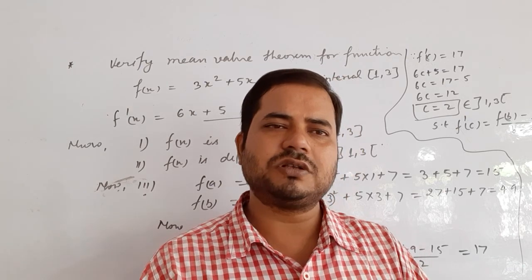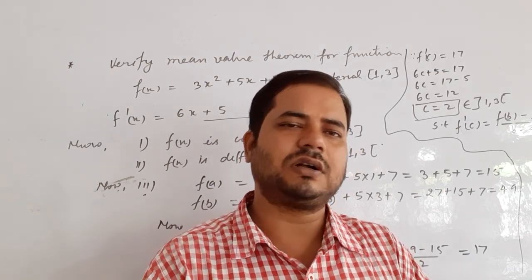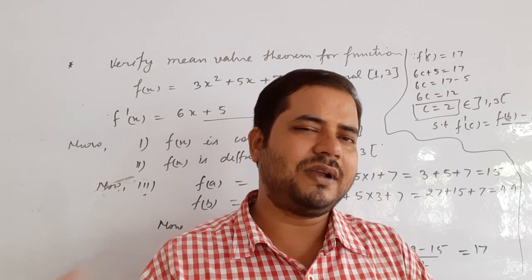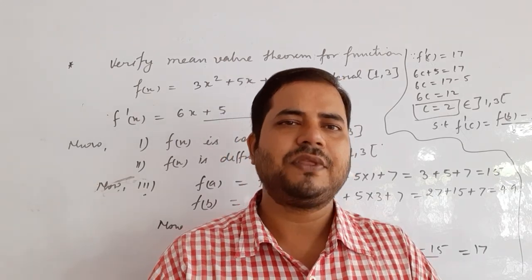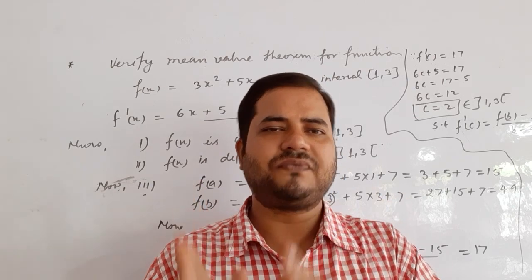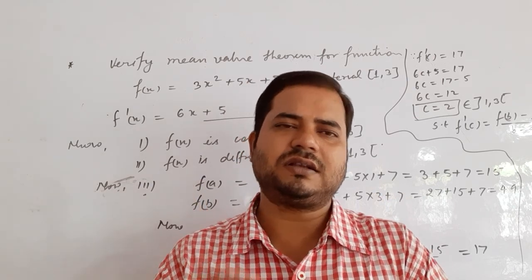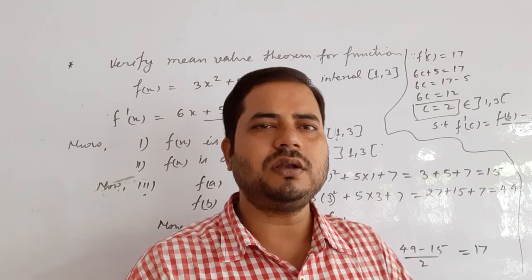In mean value theorem, every condition is the same, but the last third condition is different. f dash c is nothing but f(b) minus f(a) upon b minus a. Okay, so we find the value of c such that this belongs to open interval (a, b).